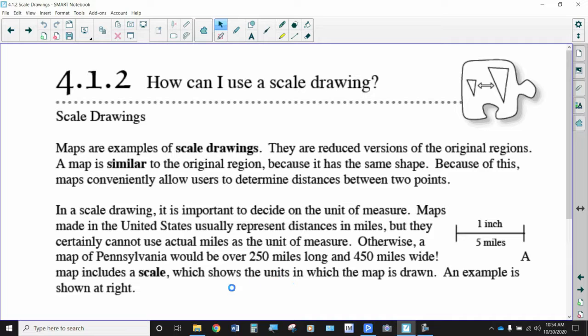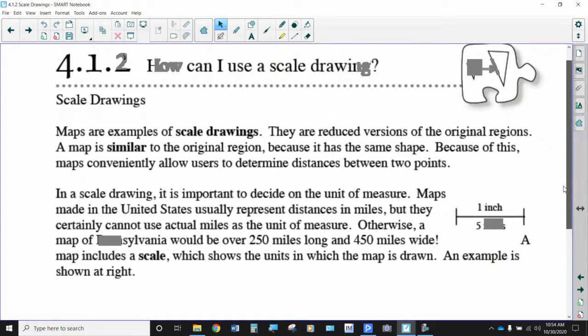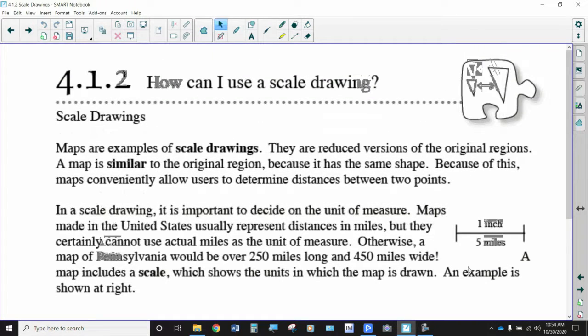A map includes a scale which shows the units in which the map is drawn. So here you've got an example of 5 miles on the map might be the same as 1 inch in real life. This is an example of us taking a drawing and making sure it is proportional or similar to the original, whatever the original is, and still making it look like the original, just a much smaller version of it.